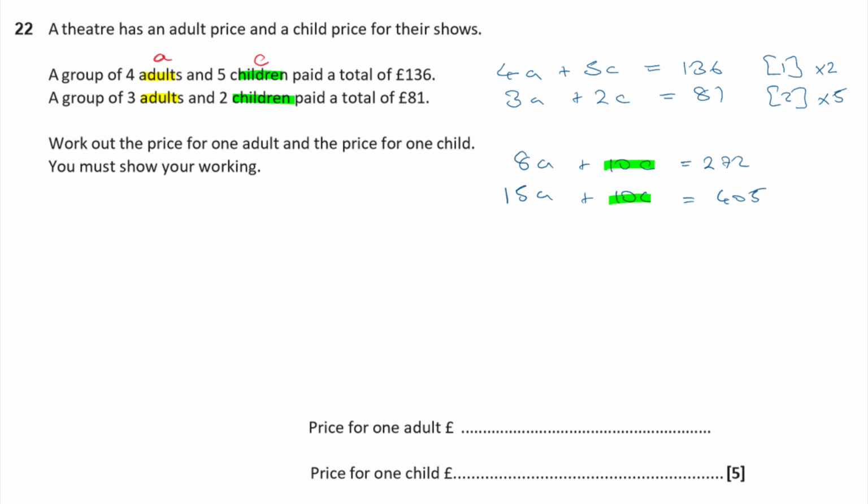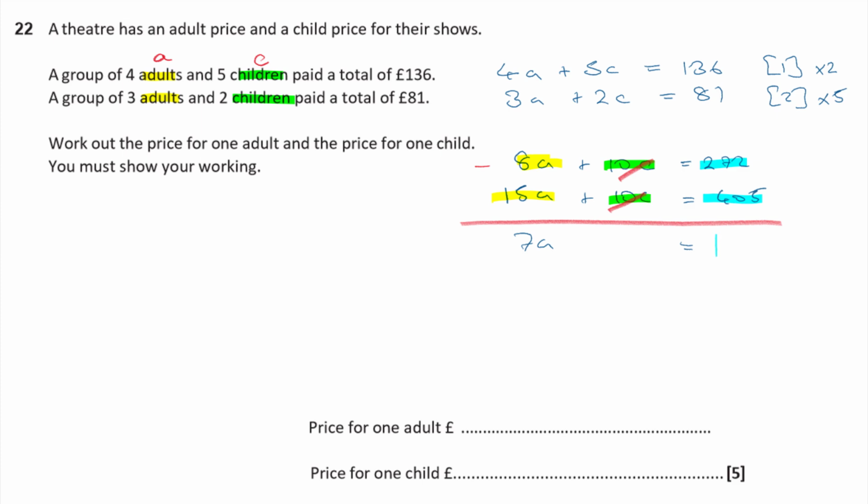Okay, so that means I can take one away from the other. I'm just going to take the smaller one away from the bigger one, which is like the top one away from the bottom one. So if I had 15 adults and I took away 8 adults, that is leaving me with 7 adults, isn't it? Okay, so that's 7A. 10C take away 10C, that cancels, leaving me with no C's. And then I've got 405. If I take away 272, what's that then? So 405 minus 272, that comes to 133.